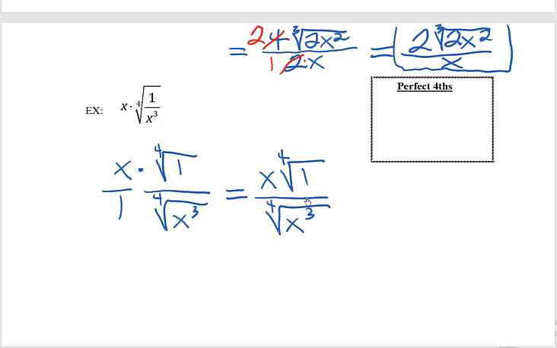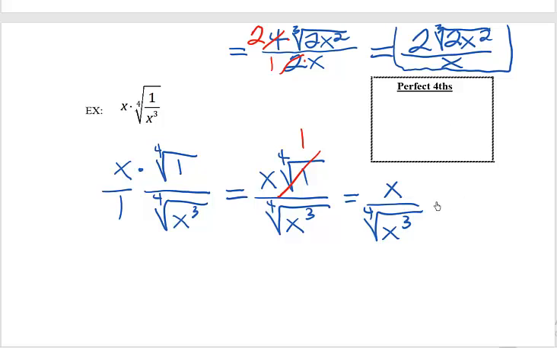Now, 4th root of 1, that means what number do you multiply by itself 4 times to get 1? That has a nice answer. 1, we don't often think of that as a perfect fourth, but it's a perfect square, a perfect cube, a perfect fourth. It's a perfect everything. The 4th root of 1 is just 1. So this thing continues to simplify pretty nicely. That means I just have an x on the top, and then here the 4th root of x cubed.